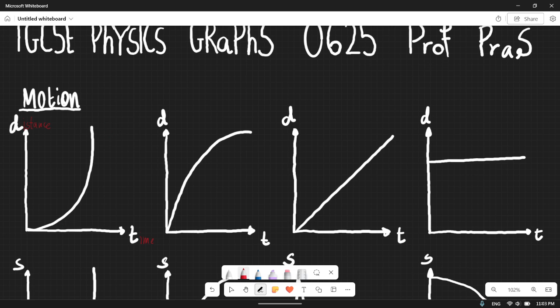In the second graph, we see that at first the graph increases very fast, but then eventually it starts to slow down. This one represents constant speed. So let me write that down. Constant speed. But over here you see that your distance is not changing. You're at one place, that's why your distance is not changing. So we call this at rest.